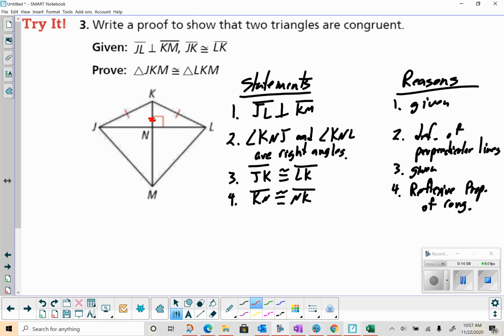Any segment has to be congruent to itself. It's the fact that that segment is shared by these two right triangles. I can then say that triangle KNJ is congruent to triangle KNL by the hypotenuse leg theorem.